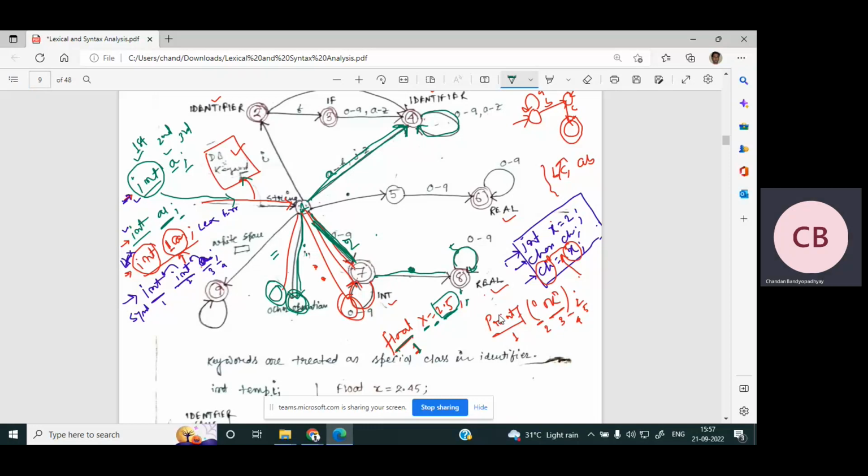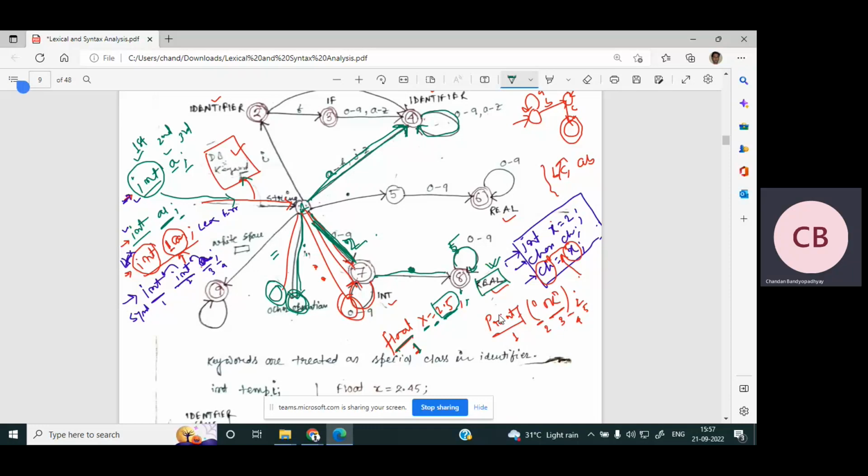Then finally the semicolon comes. That also will be accepted as a token. Correct? So once 2.5 is accepted, it is categorized as a real number because it comes under the real segment.